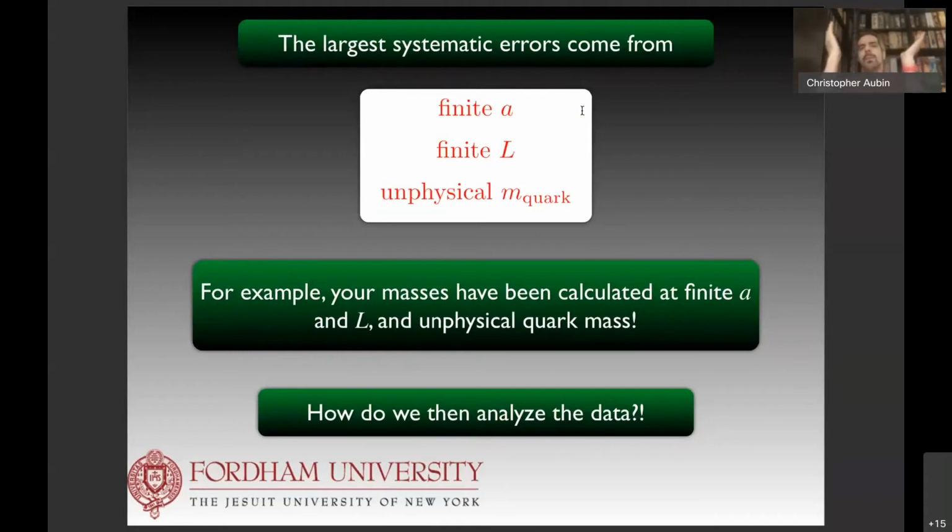Additionally, we've taken our infinite space-time, at least as far as we know it's infinite, and put it into a finite box. So we have these finite volume effects, which I'm labeling as finite L, where L will be the length in the spatial directions. We don't tend to worry too much about the finite length in time, but that's a different story. We can discuss that later if you wish.